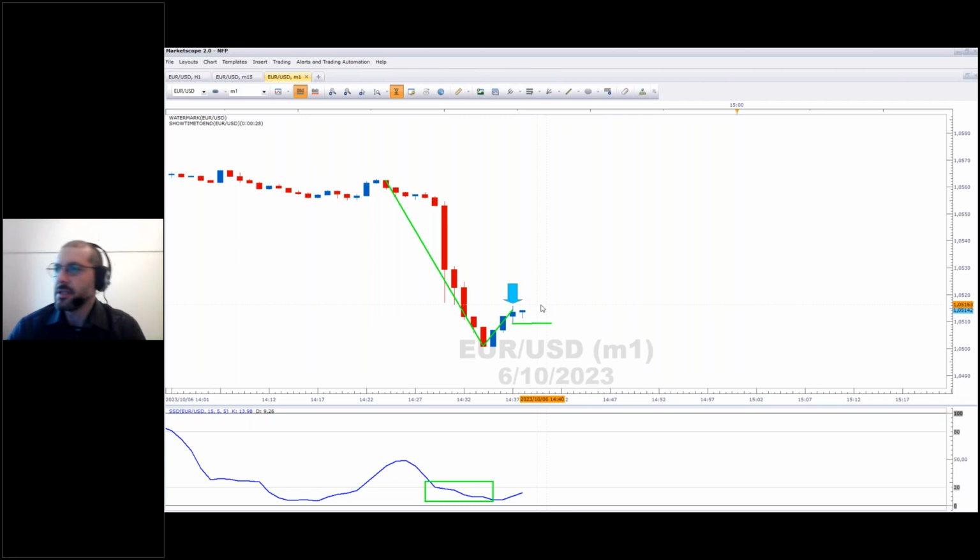Just waiting for that opportunity. Another 20 seconds, we might get the signal to go short. Needs to close below the reference candle's low.